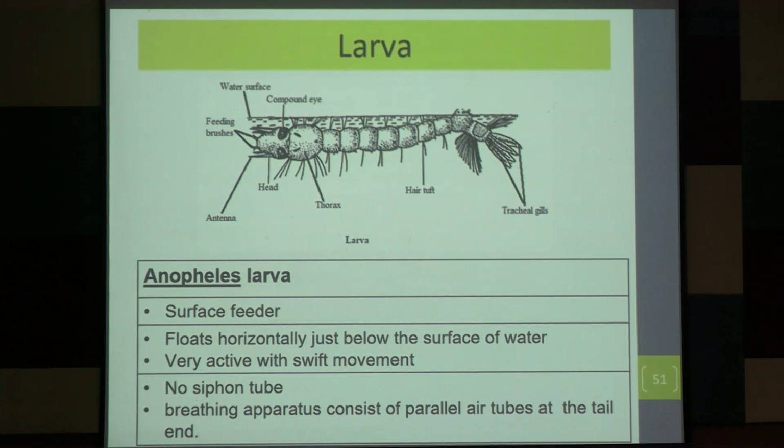I probably had one picture of it, but I lost it. If I can find it, I will share it with you. Usually, at the water level, the larva will lie like that. Okay, it floats. How to write it? It floats horizontally just below the surface of water, and it is very active with swift movement. It might move like this.